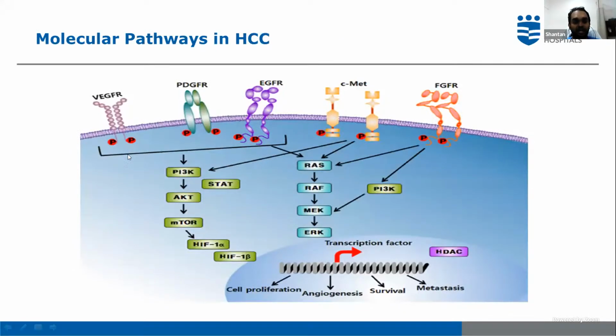So this slide basically shows that the various pathways at various levels contribute to the JAK-STAT pathway, the mTOR pathway, and the RAS pathway. At the end, this pathway at the nuclear level forms a transcription factor which leads to further cell proliferation, angiogenesis, survival of the cells, and later metastasis.